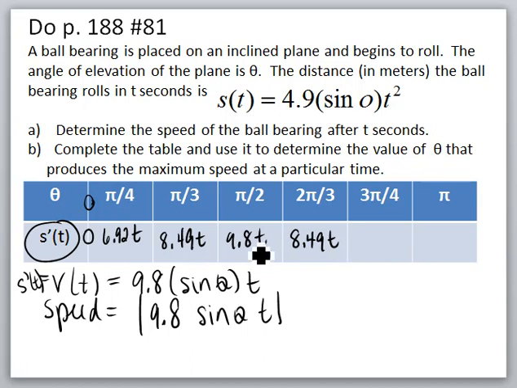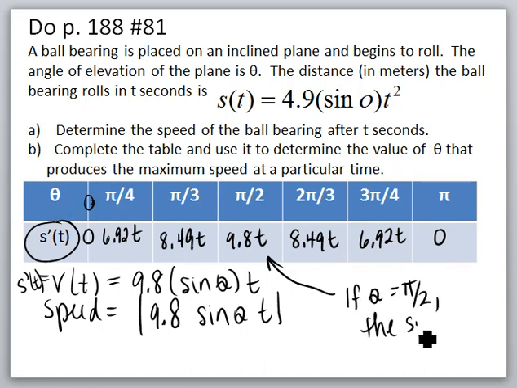And what you will find is this pattern where it's coming back down. So what we can determine from this table is that if theta is equal to pi over 2, the speed is the maximum. You can also tell, because it's increasing and then it starts decreasing, that it is a maximum. It's increasing and then it's decreasing.